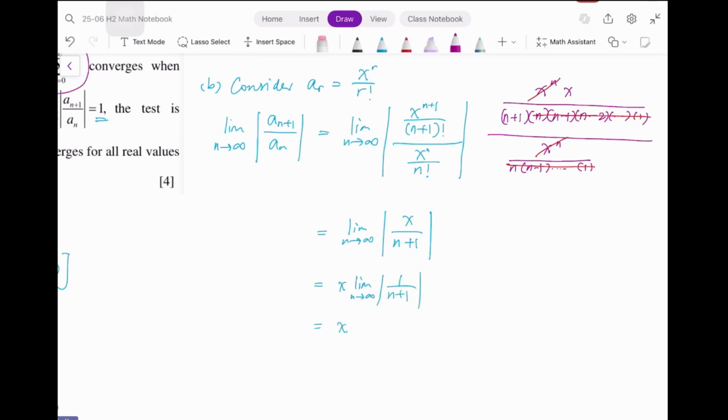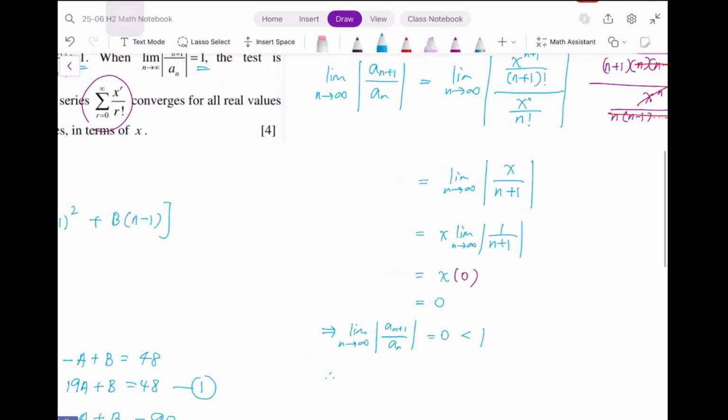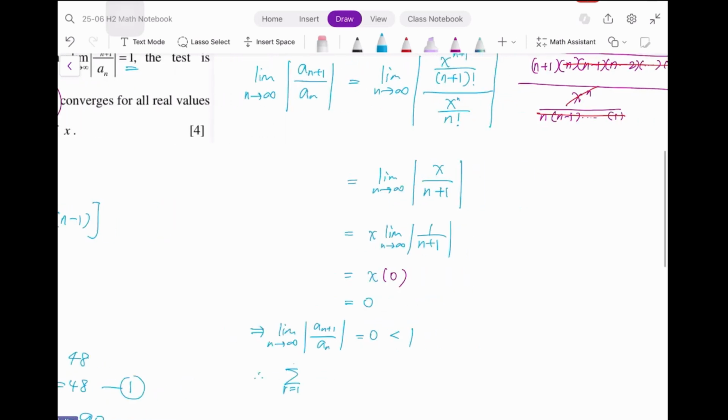Yes, but then the limit as n goes to infinity of this fraction is equal to 0 because it becomes very small, correct? So this is just 0, and this tells us that the limit is equal to 0 and less than 1, correct? So because this is less than 1, the series from r equals 0 to infinity of x to the r over r factorial converges for all real x.